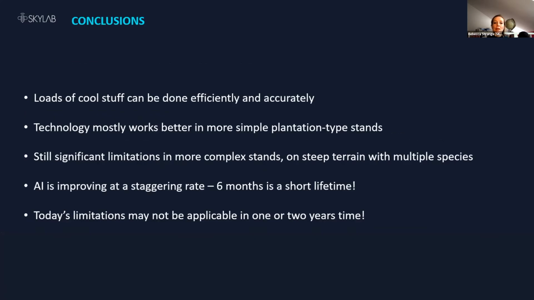So in conclusion then, we've come to the end of the webinar. Loads of cool stuff can be done efficiently and accurately, but this technology, generally speaking, works better in more simple plantation type stands, particularly the drone and plane data analysis. There are still significant limitations in more complex stands, so multiple species, steep terrain. But having said all that, AI is improving at a staggering rate, and 6 months is really like a little lifetime in terms of AI. So today's limitations may not be applicable in 1 or 2 years' time.